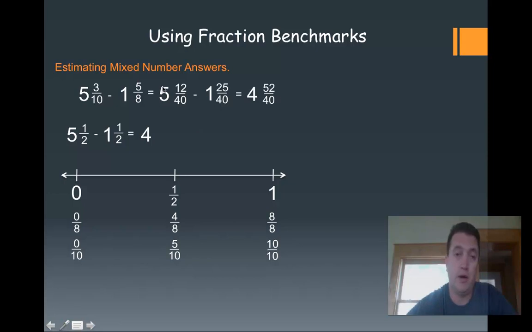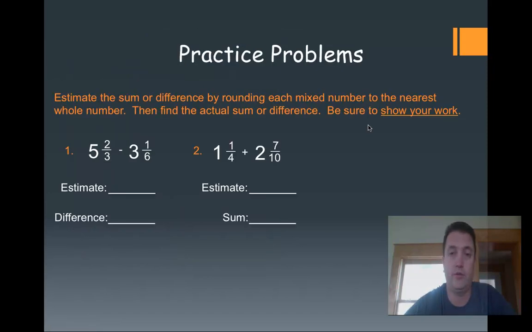So I borrowed 1, so that gave me 4 and 52/40 because I took 40 and added it to 12, and that was 52. Take away 1 and 25/40, which equals 3 and 27/40. 4 take away 1 being 3, 52 take away 25 being 27. These two numbers do not share any factors in common, so that's in its lowest terms.